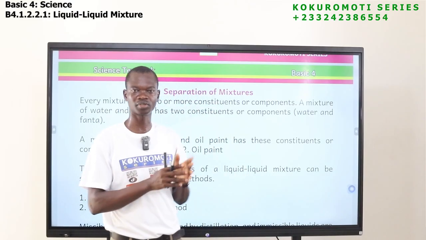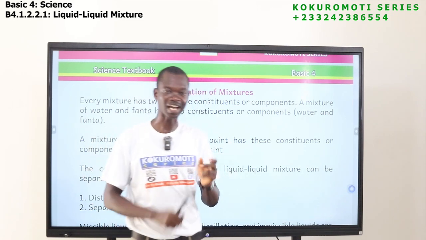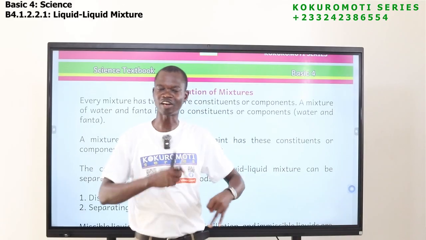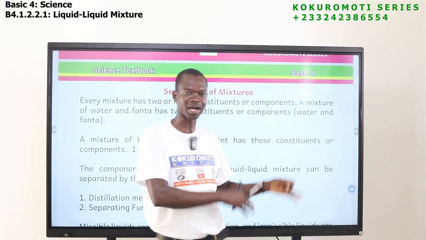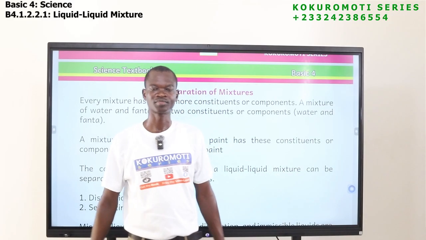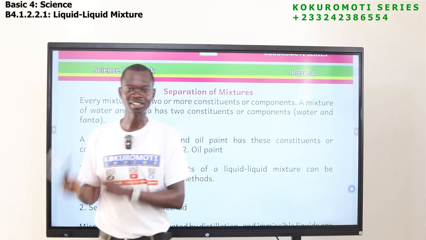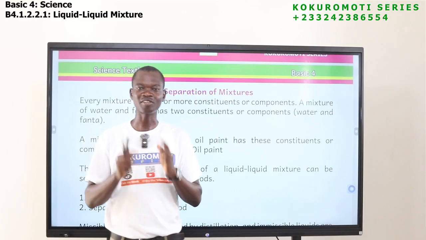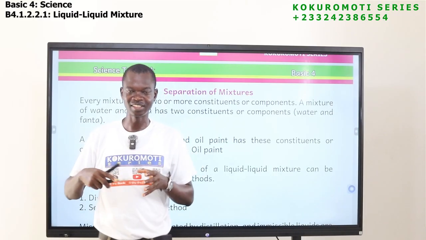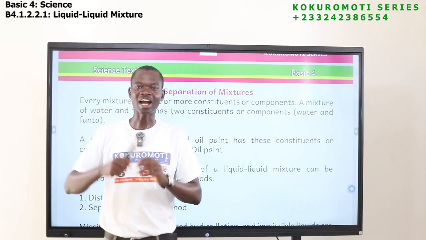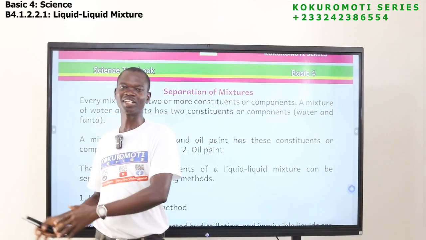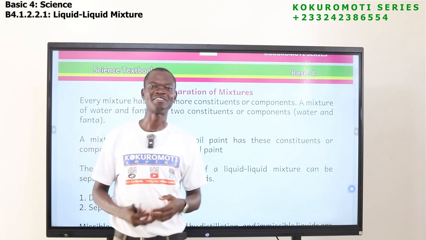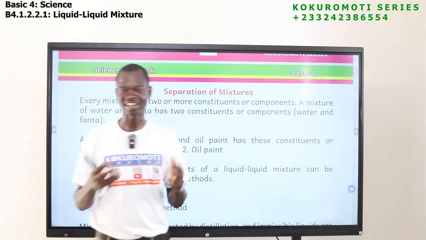So let's take miscible liquids. We have Fanta, we have water. How do you separate it? To get your water and your Fanta, after you have mixed them, how do you get your water back? How do you get your Fanta back? And after that, you come to the immiscible. You have your oil, you have your water, as a mixture. How do you get your oil back? How do you get your water back? We are talking about separation. So pay attention. We are going to look at how to separate them and you understand it.